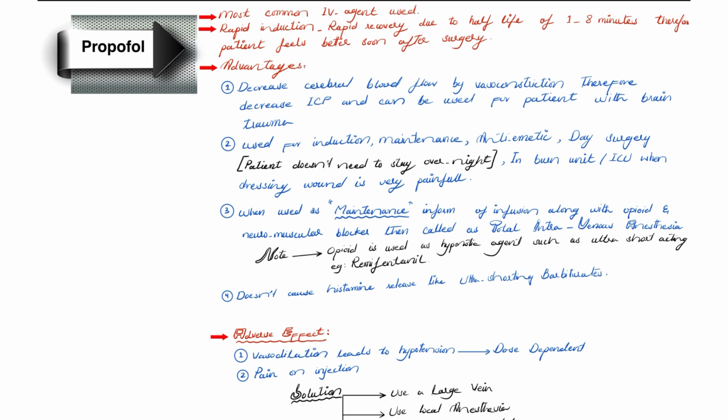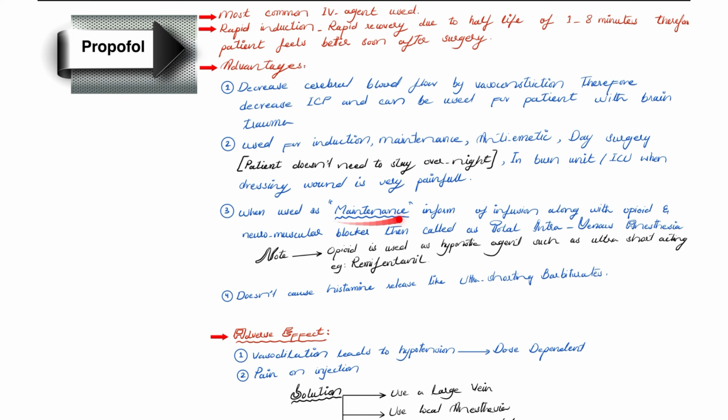Advantages of propofol is that it decreases cerebral blood flow by vasoconstriction. Therefore, it decreases intracranial pressure and can be used for patient with brain trauma or mass occupying lesion. It can be used for induction, maintenance, anti-emetic, and day surgery. That is a type of surgery that the patient doesn't need to stay overnight. It can be used in burn unit or ICU when dressing wound is very painful.